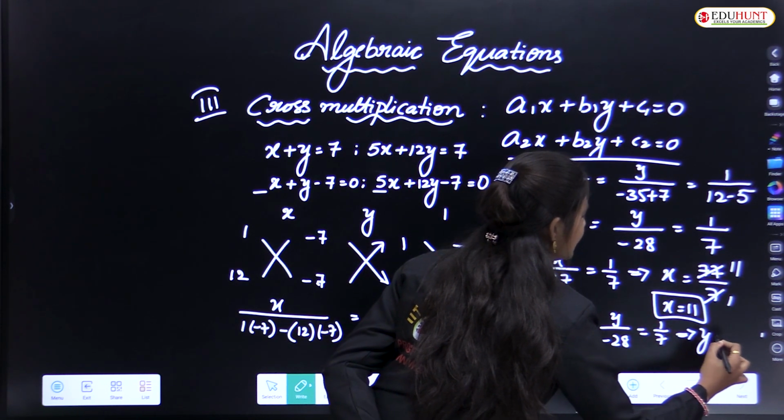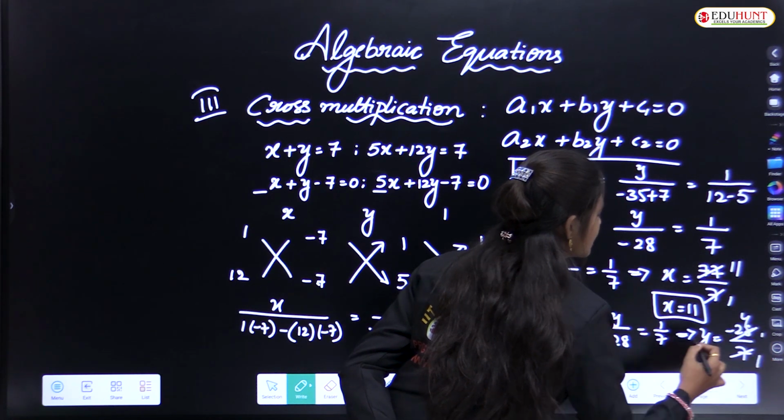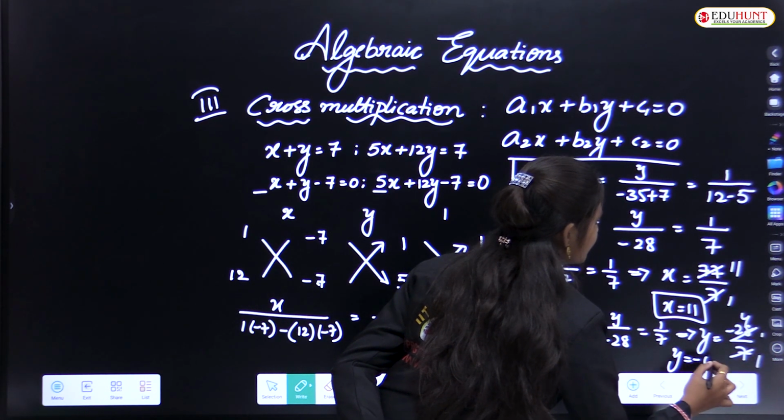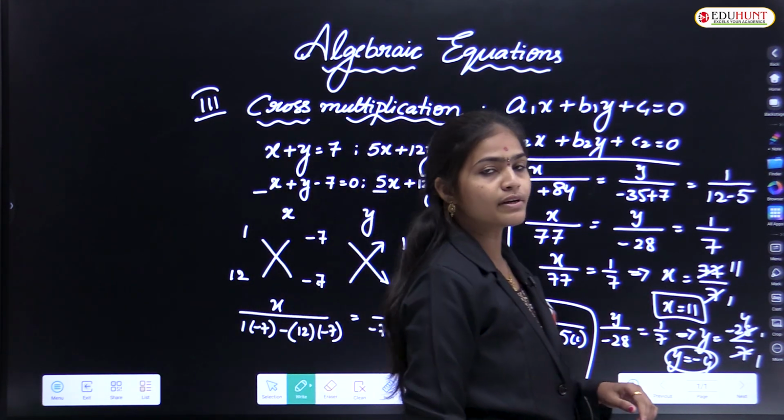So here y is equal to minus 28 by 7. 7 ones are 7, 7 fours are 28. So y is equal to minus 4. So what are the values here? X is equal to 11, y is equal to minus 4.